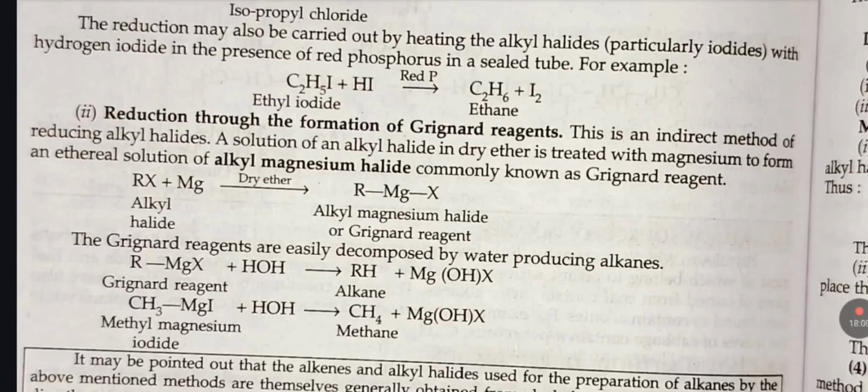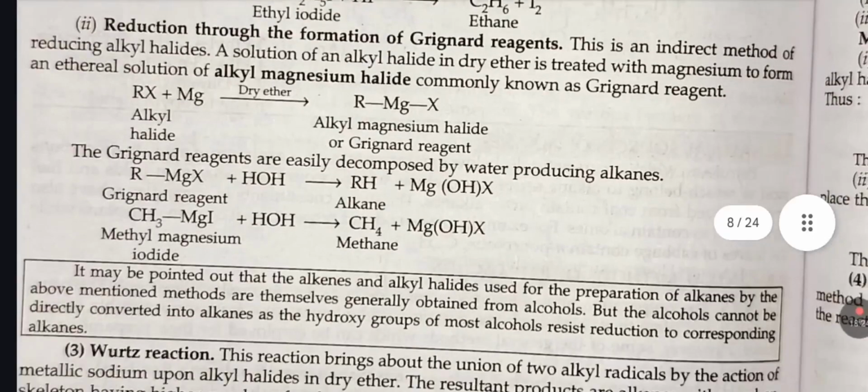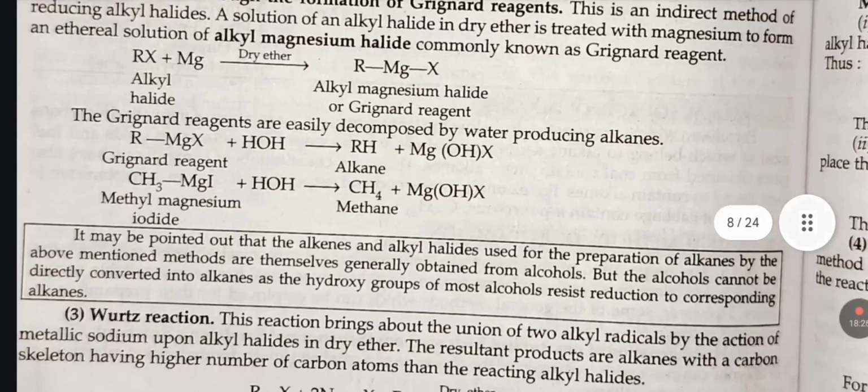Reduction through the formation of Grignard reagent. This is an indirect method of reducing alkyl halides. A solution of an alkyl halide in dry ether is treated with magnesium to form an ethereal solution of alkyl magnesium halide, commonly known as Grignard reagent. Alkyl halide plus Mg in dry ether will give alkyl magnesium halide, or Grignard reagent.